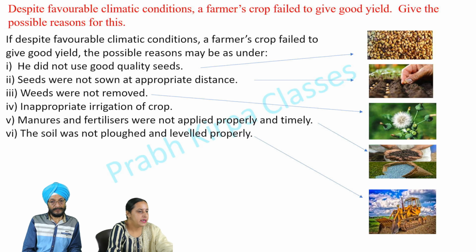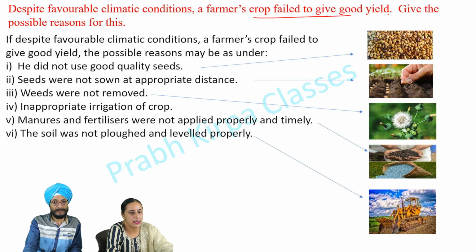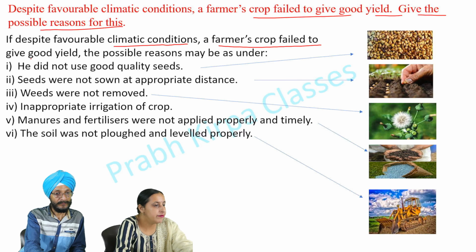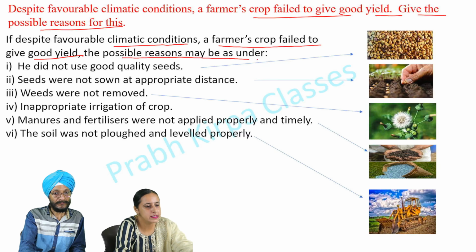Next, despite favorable climatic conditions, a farmer's crop failed to give good yield. Give the possible reasons for this. If despite favorable climatic conditions a farmer's crop failed to give good yield, the possible reasons may be as under.